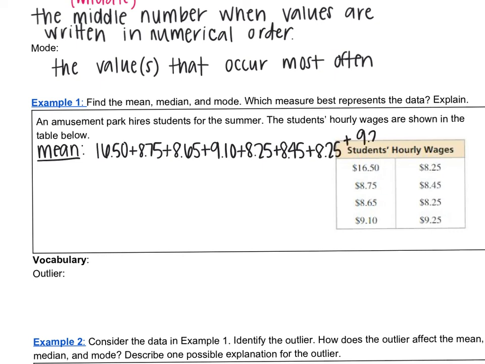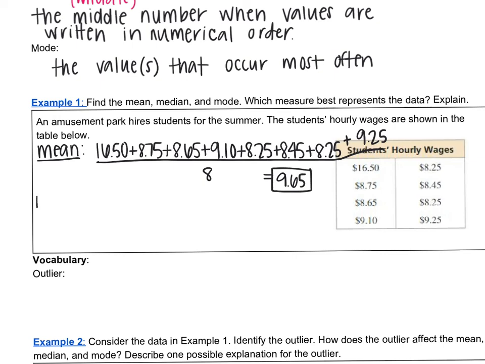And one more, 925. Okay, so after I add those all together, make sure you press equals on your calculator, then divide by 8. You'll end up getting 965. So our average hourly rate is 965 an hour.